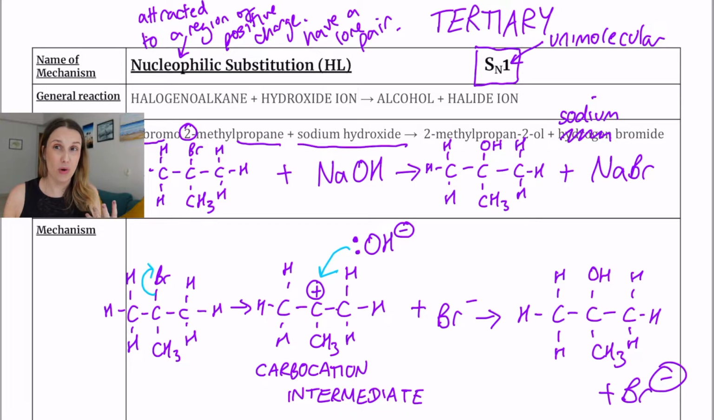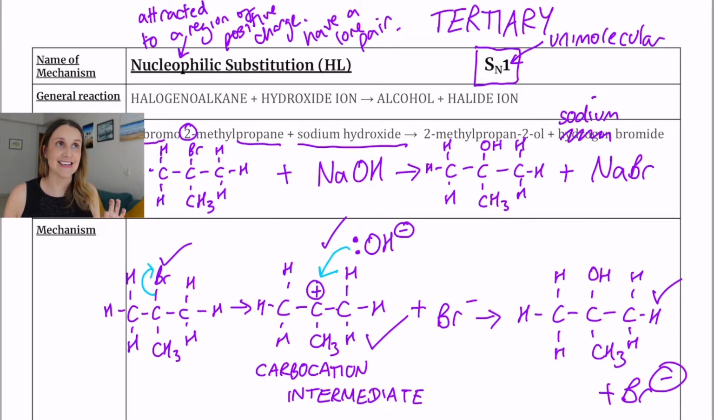This could be worth 4 marks in an exam, so you get 1 mark for that first arrow of the bromine leaving, 1 mark for the bromine, 1 mark for this hydroxide arrow, 1 mark for the carbocation intermediate, and then 1 mark for the products. That's including the bromide ion.